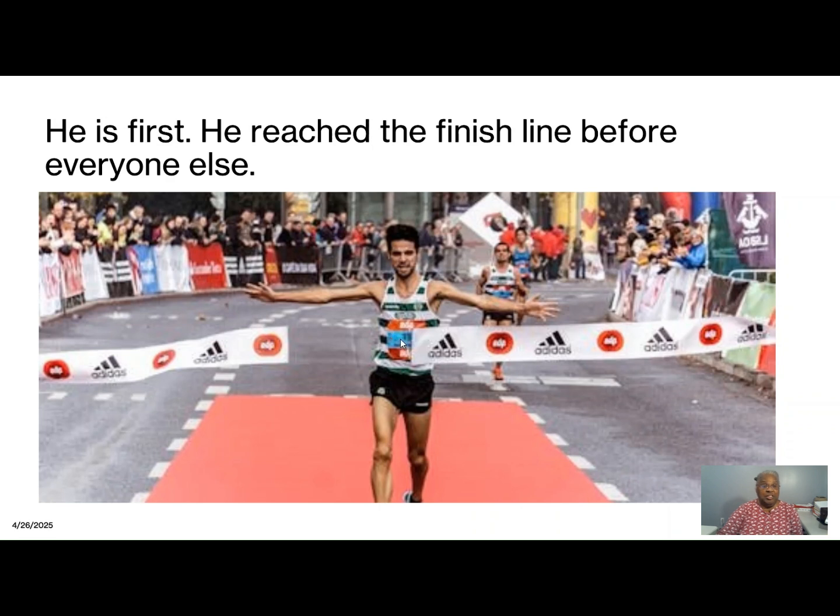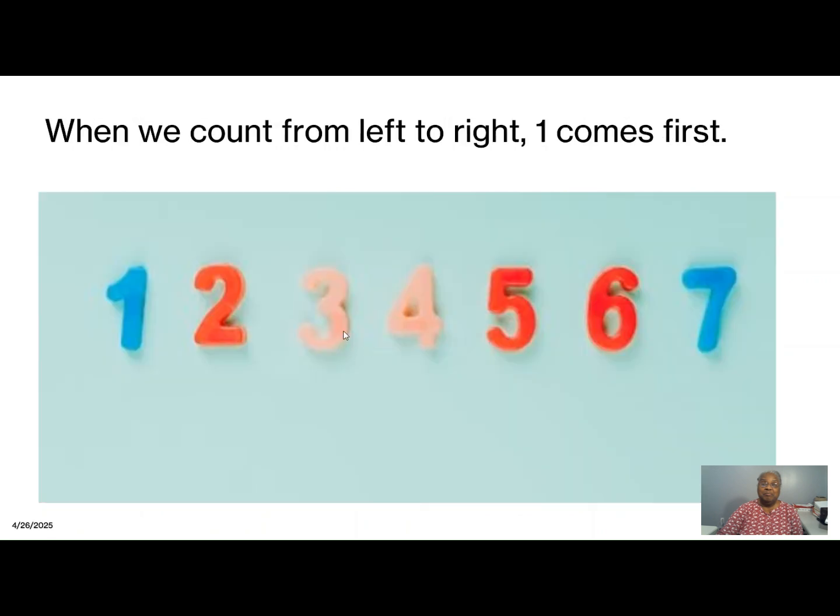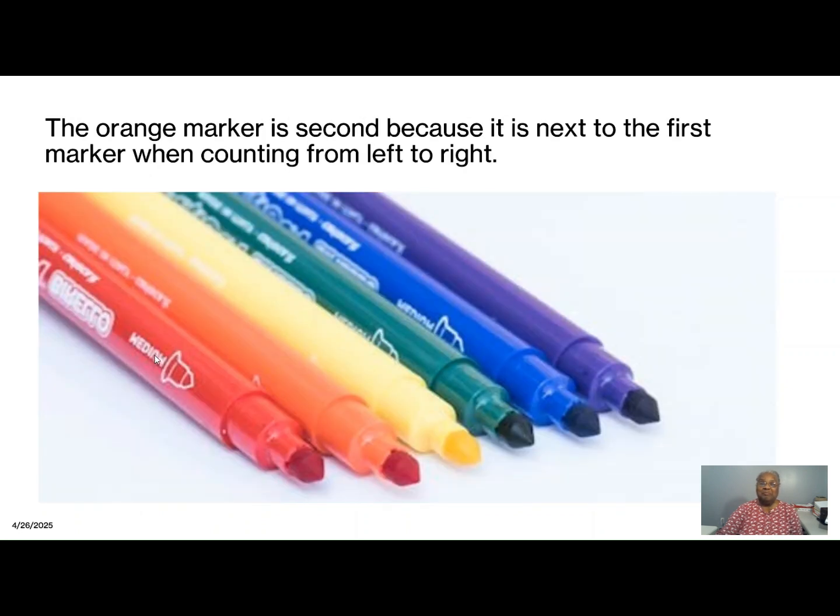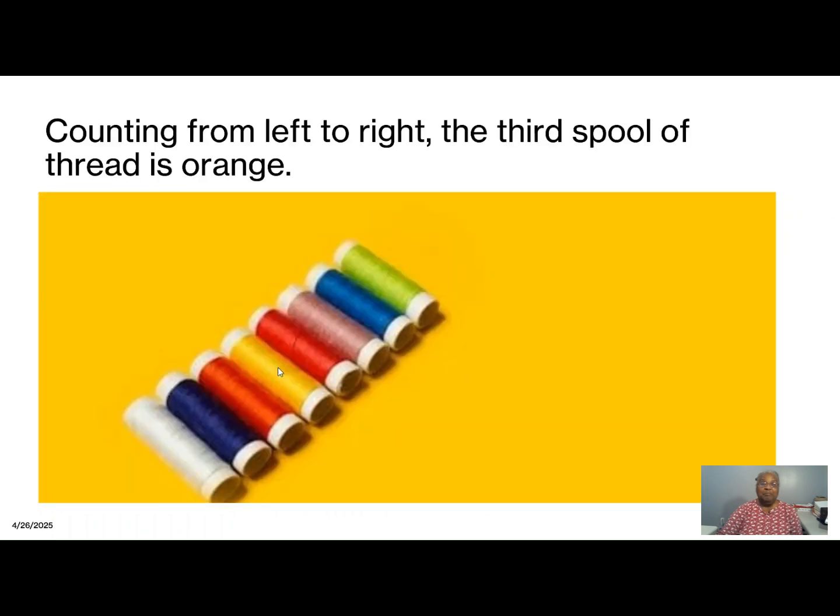He is first. He reached the finish line before everyone else. When we count from left to right, one comes first. The orange marker is second because it is next to the first marker when counting from left to right.